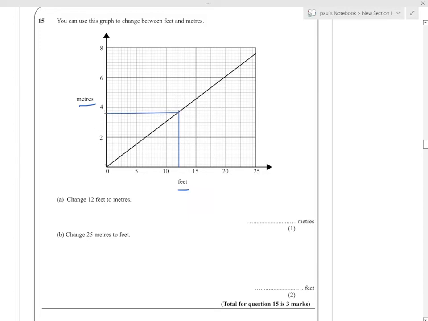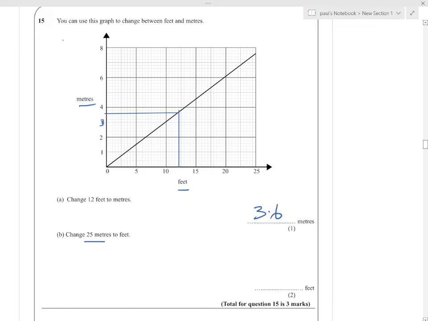Right, so this is meters. So this is 1, 3, so these are 2, 4, 6, 8, 10. So it's 3.6.